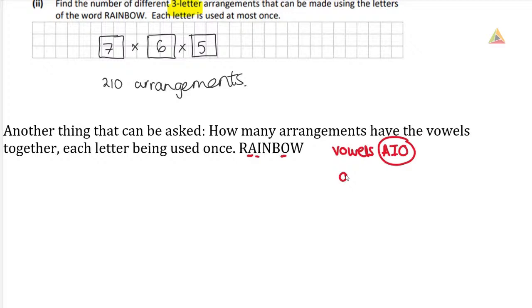And we also have an R, an N, a B, and a W. So in total, there are 5 things moving around.